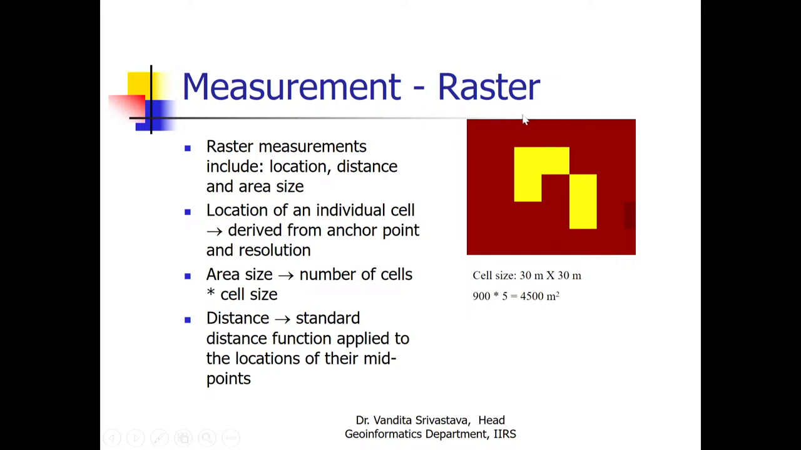In case of rasters, the measurements are very easy. You just count the number of pixels and multiply it by the cell size, you get the area. So you can find out the location. Location addressing is very easy because you know that it is a row and column addressing. So just by knowing the row and column value of each pixel, you can know the location. Distances, I said, you can use the Pythagoras theorem for the diagonal cells, the straight distances work for the orthogonal cells, and area is calculated in this manner.